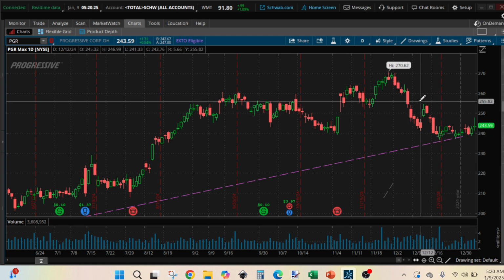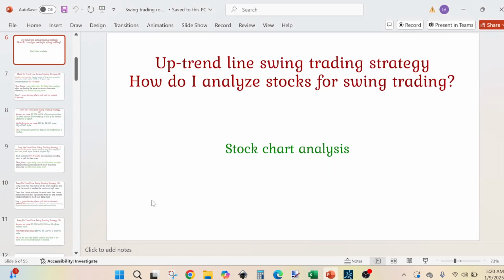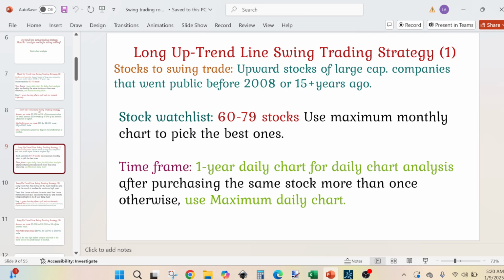So now, what kind of strategy do we use to swing trade? We use the long up trend line swing trading strategy, especially this year. And what that means is we have our stock watch list of about 79 stocks that we handpick, and we have videos on how to create your stock watch list.